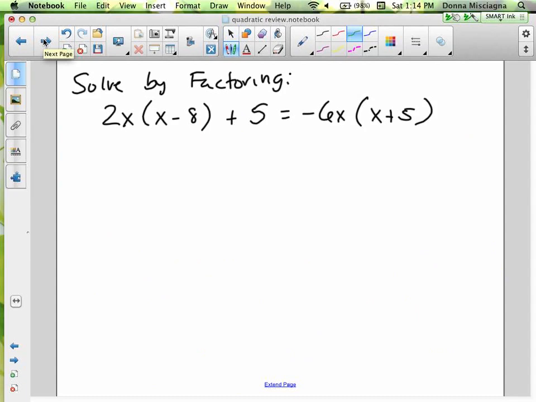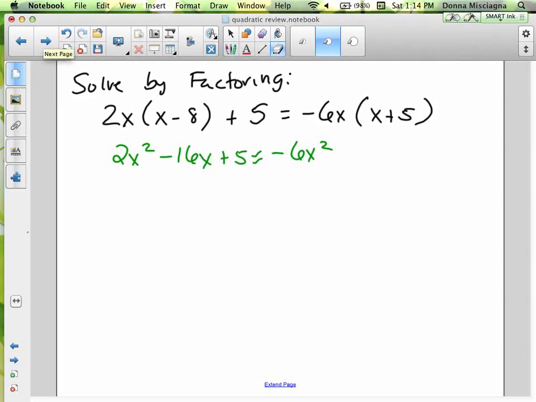All right, so we're going to put this in standard form, and not only is this not in standard form, we've got parentheses and all kinds of stuff in here. So the first thing we're going to have to do is get rid of the parentheses by distributing the 2x and the negative 6x. So we have 2x times x, that would give us 2x squared. 2x times a negative 8, that would give us a negative 16x. We have a plus 5 here. Negative 6 times x, that's going to give us a negative 6x squared. And negative 6x times 5, that would be a negative 30x.